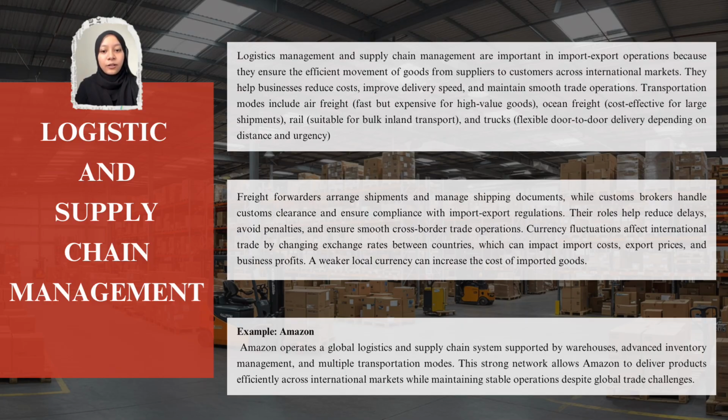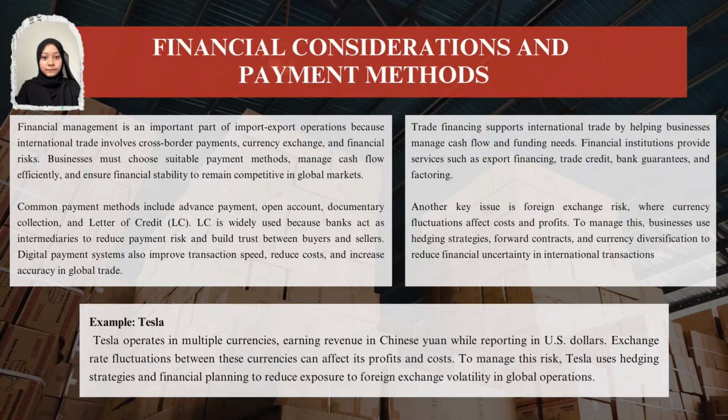Currency fluctuations also affect international trade because changes in exchange rate can increase or decrease import costs, export prices, and overall business profit. A real example we can see is Amazon. Amazon operates a global logistics and supply chain system supported by warehouses, advanced inventory management, and multiple transportation modes such as air, sea, and land. This strong logistics network allows Amazon to deliver products efficiently across international markets while maintaining a smooth operation even when facing global trade challenges. The next slide is about financial consideration and payment methods.